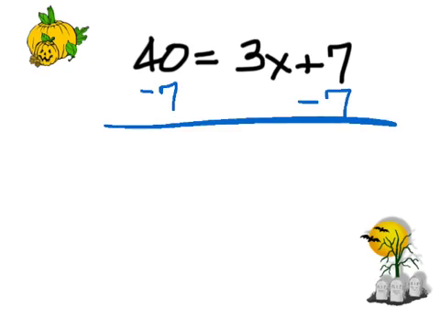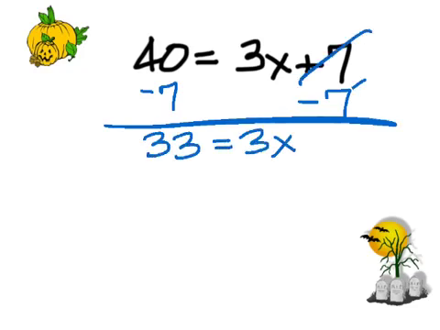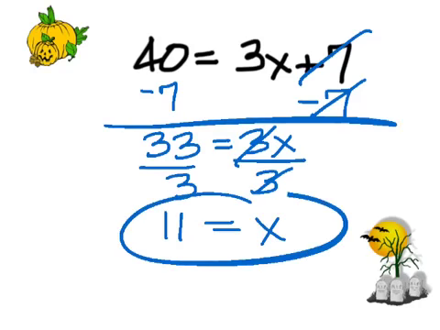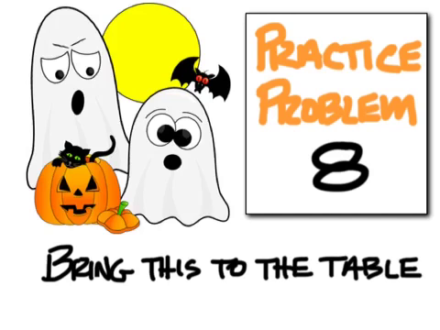Bonus problem number 7. You should subtract 7 from both sides to get 33 equals 3x. And then divide both sides by 3. 11 equals x.